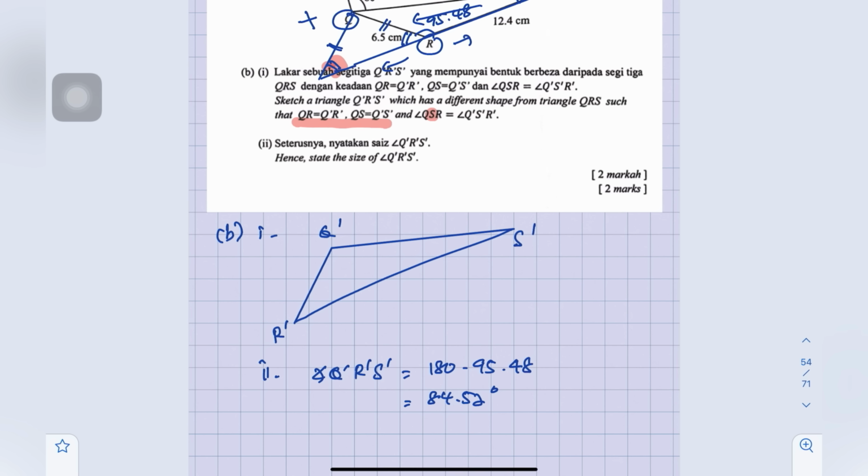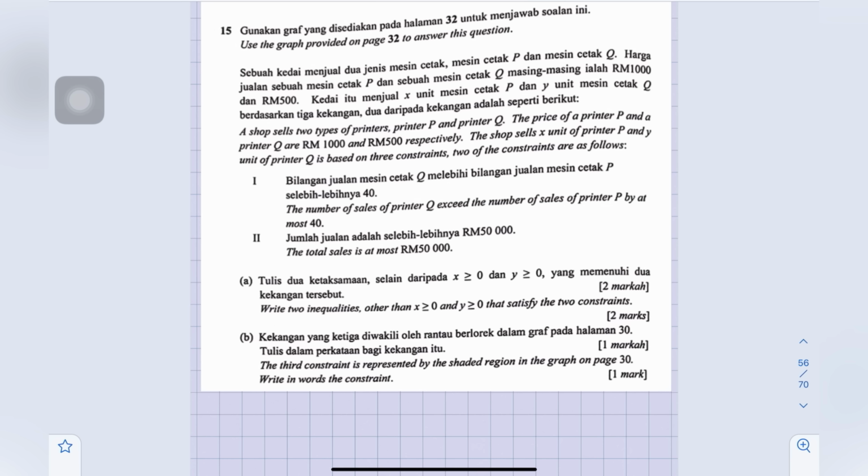Number 15, a shop sells two types of printers, printer P and printer Q. The price of a printer P and a printer Q are RM 1000 and RM 500 respectively. The shop sells X units of printer P and Y units of printer Q based on three constraints. Two of the constraints are as follows. 1. The number of sales of printer Q exceeds the number of sales of printer P by at most 40. 2. The total sales is at most RM 50,000.